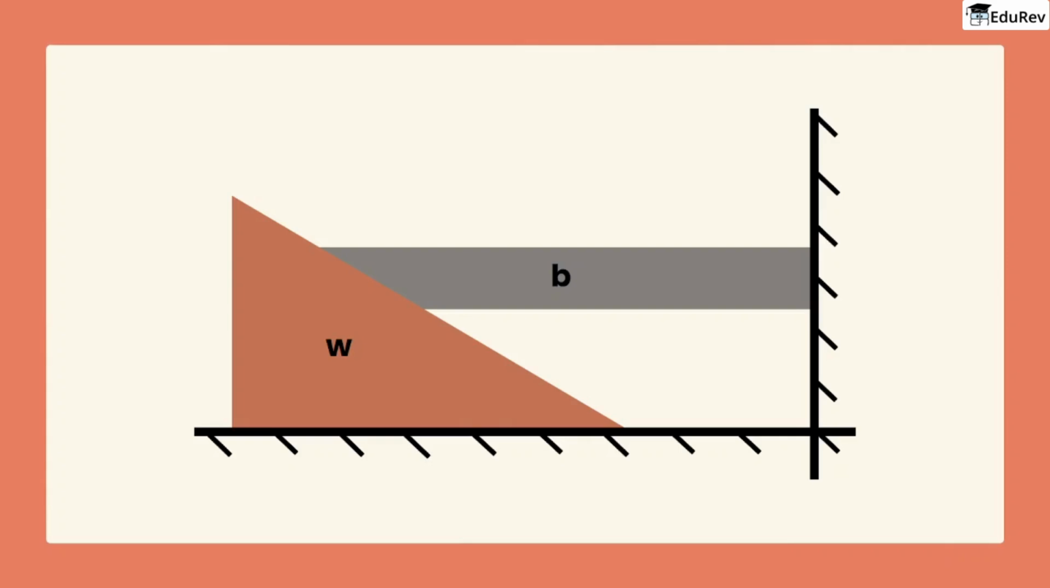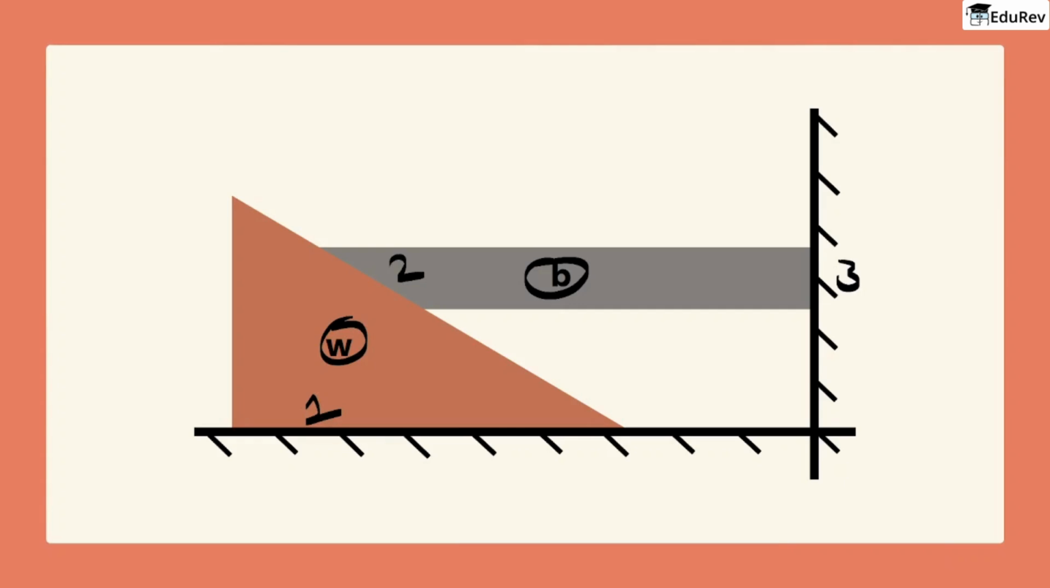Here we have a wedge and a box. First, just try to locate the contact points because, as we studied, the normal reaction is only considerable on contact points. Here we have three contact points. First is this one, second is this, and here we have the third.